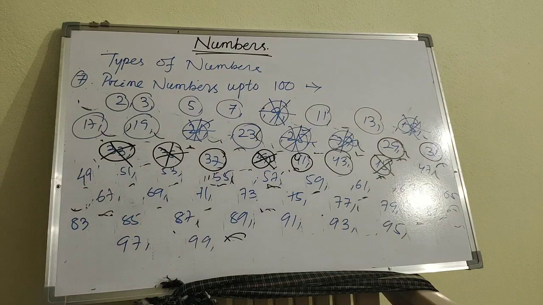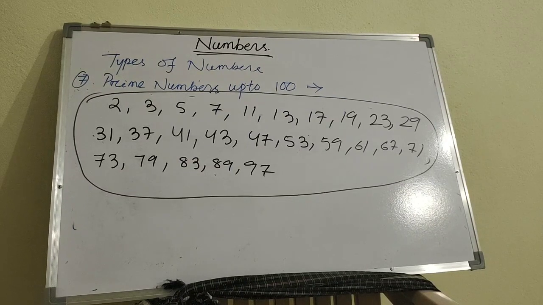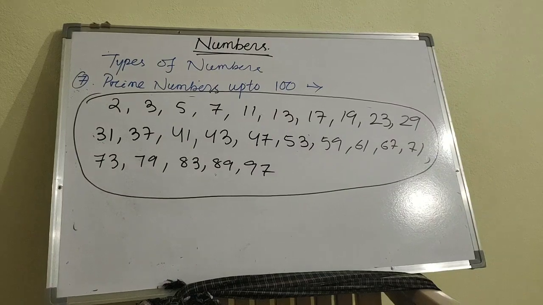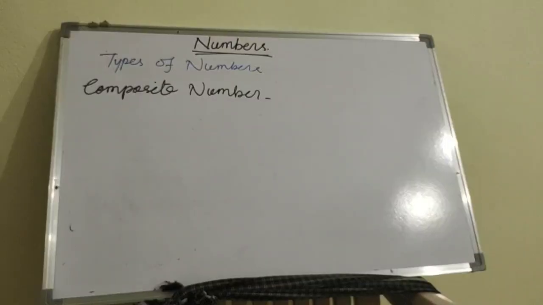So likewise, we will find the prime numbers from 1 to 100. Let me circle them. These are the prime numbers between 0 and 100. Next is the composite number.